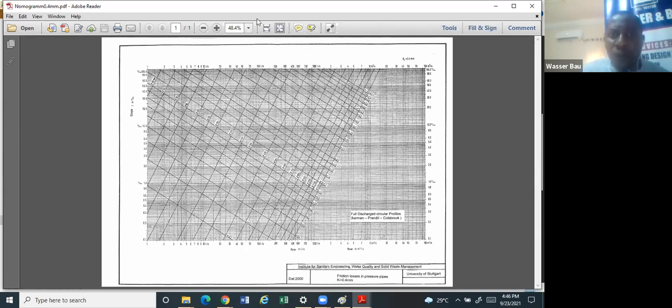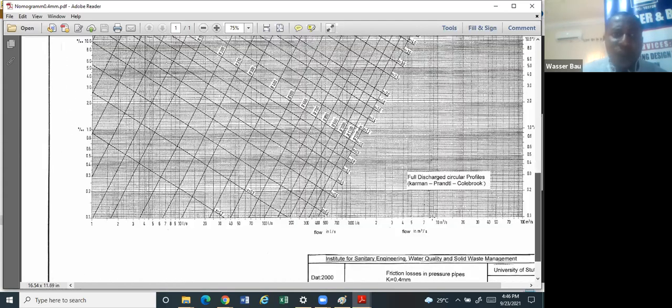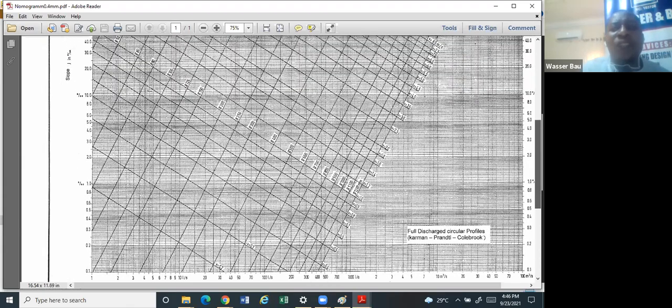So for this chart, the vertical axis is meter cube per second. You can see it here. And the horizontal axis, sorry, is meter cube per second or liter per second, which is the same thing. Liter per second and meter cube per second are the same. It's just a factor of 1,000. And on the vertical, you have the slope.